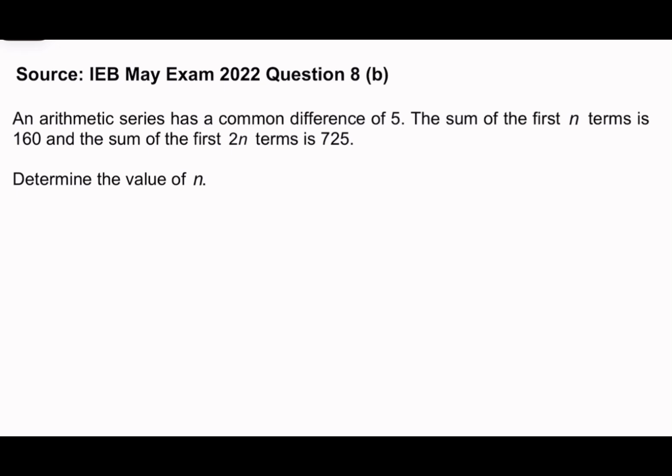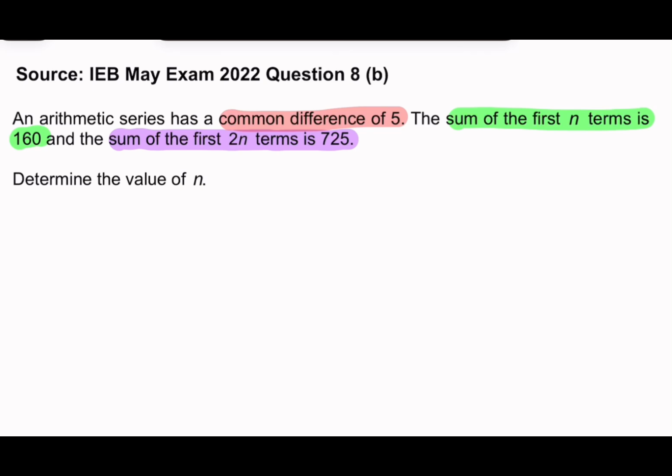An arithmetic series has a common difference of five. Okay, so that's key: the common difference is five here. The sum of the first n terms is 160. And the sum of the first 2n terms is 725. You have to determine the value of n. This is about 6-7 marks, this question.